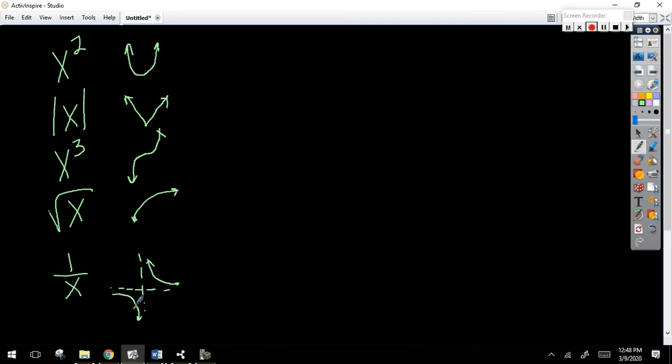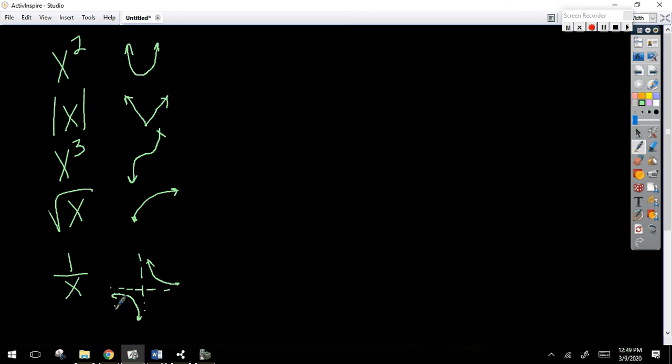Will we get any parent function that has an asymptote? The 1 over x does. It's got the x and the y asymptote, and we use that a lot too. If it ever says to translate, will it ever go to the line? No, the asymptotes will also translate with the graph.